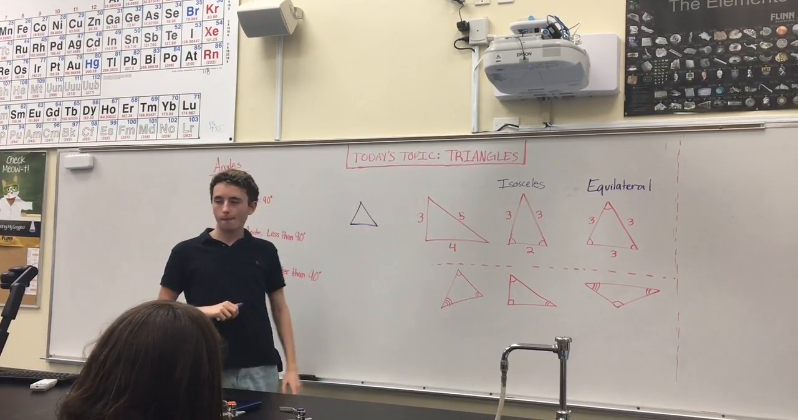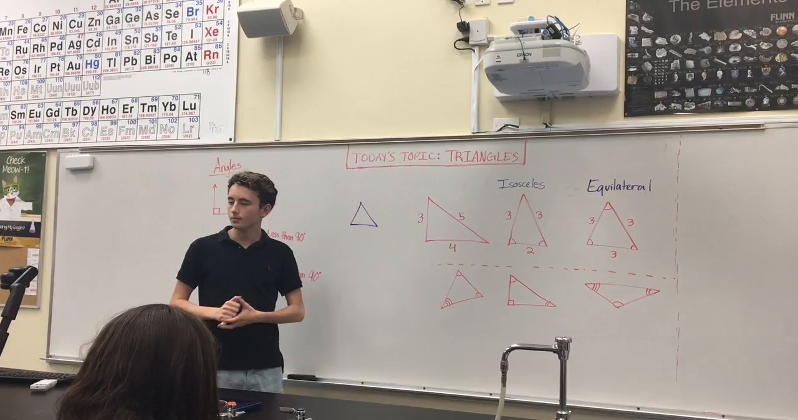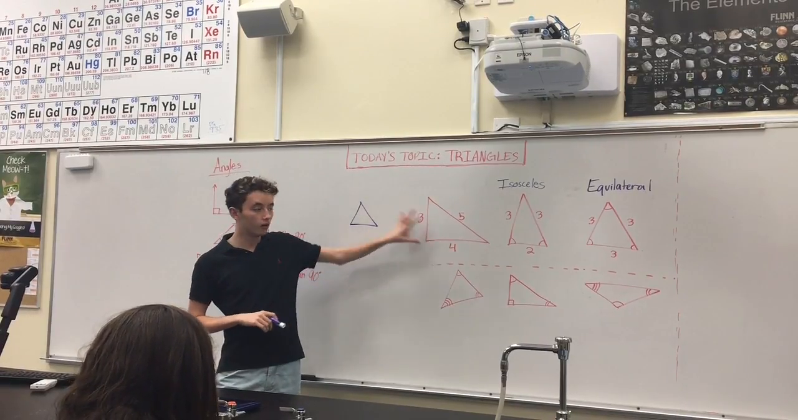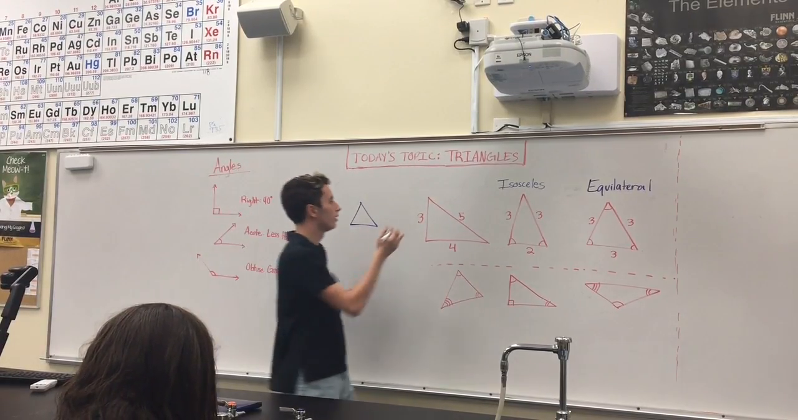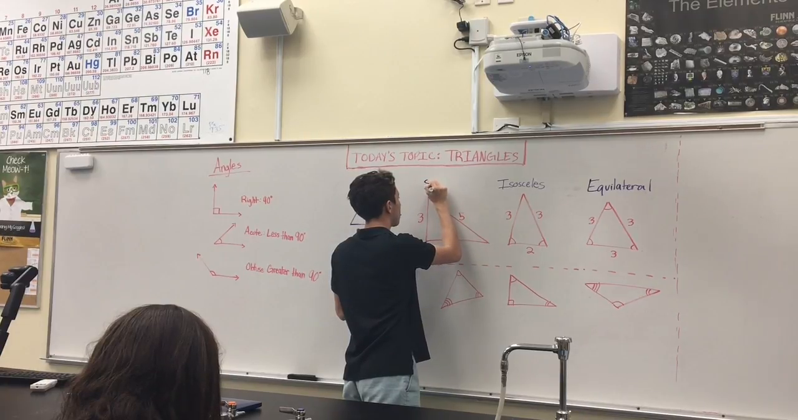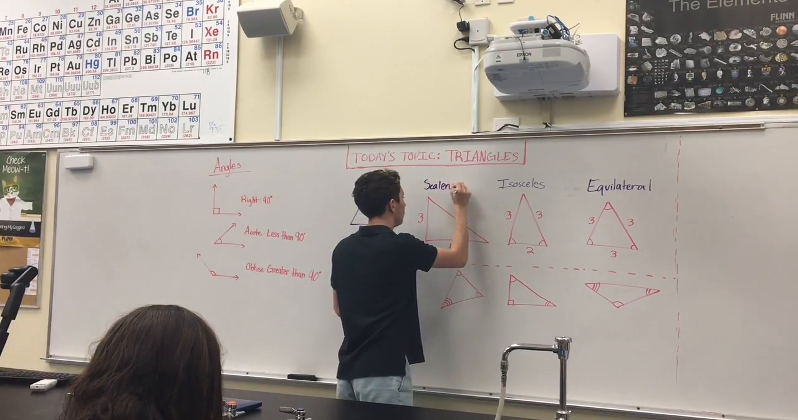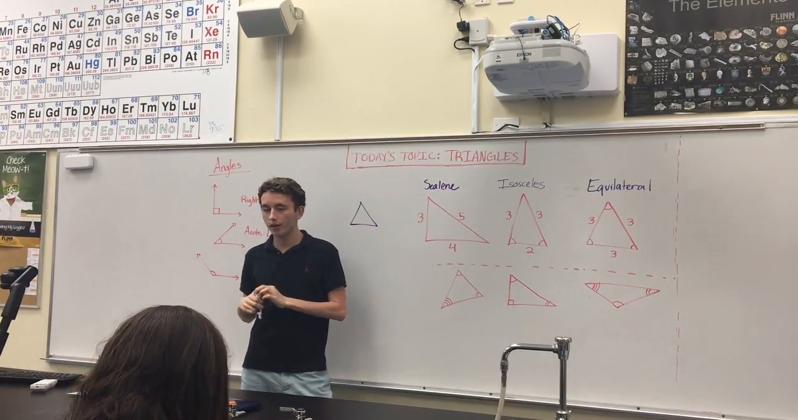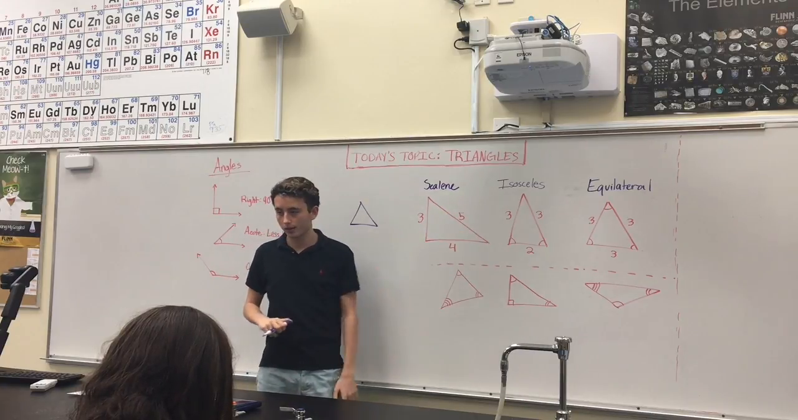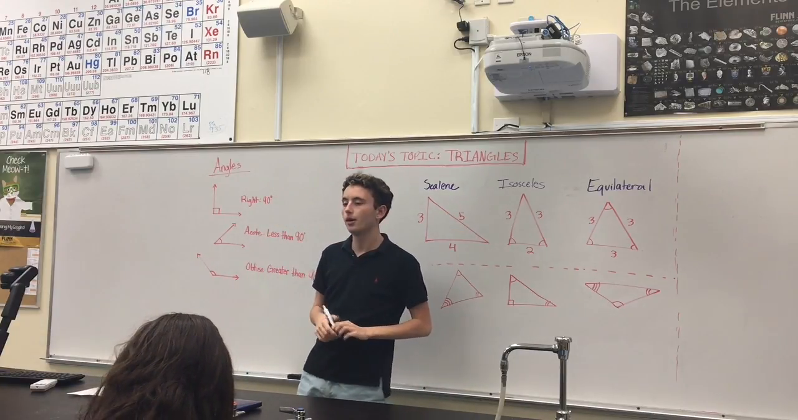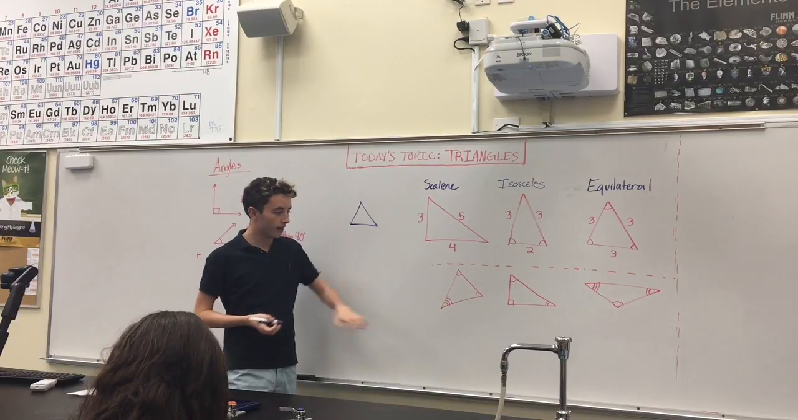And what about this one? Violet? None of the sides are the same. Yes, so we call these scalene triangles. Again, scalene triangles are triangles in which none of the sides have the same length. So that's how we define them by sides. And now we're going to define them by angles.